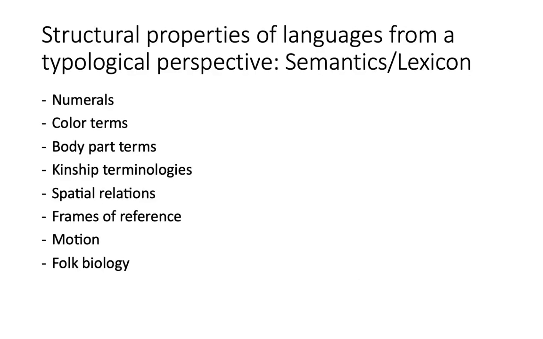Semantic typology or lexical typology is a smaller branch of typology, which has focused mostly on a particular set of semantic domains listed here. These are numerals, color terms, body part terms, kinship terminologies, spatial relations, frames of reference, motion, and folk biology.